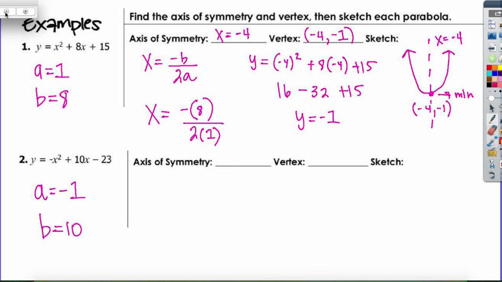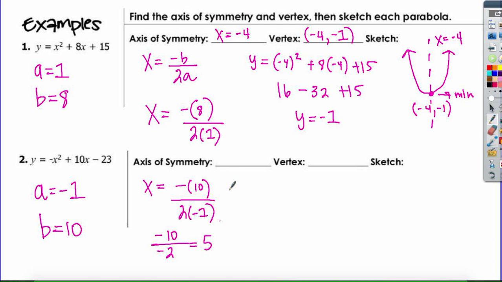So finding the axis of symmetry, we've got negative b over 2a, so we've got x is equal to negative 10 over 2 times negative 1. So negative 10 over negative 2 is going to come down to a positive 5. So we know our axis of symmetry is x equals a positive 5. So now you are going to use that value to find the vertex.